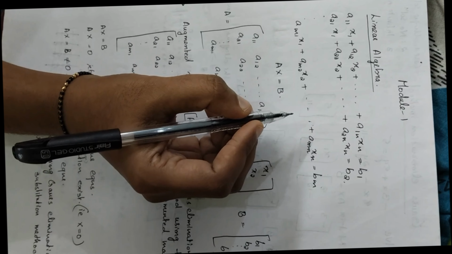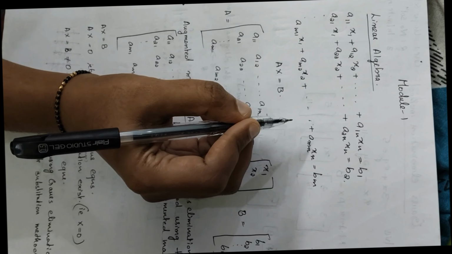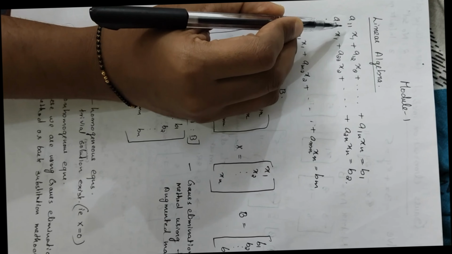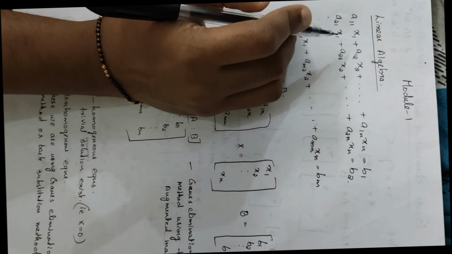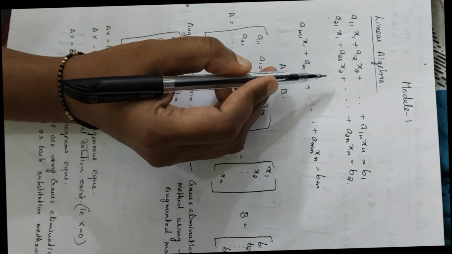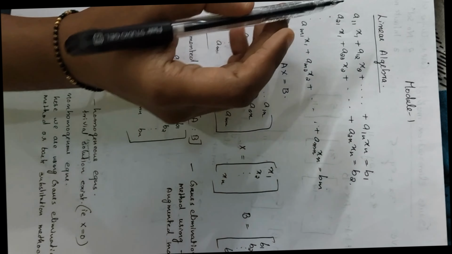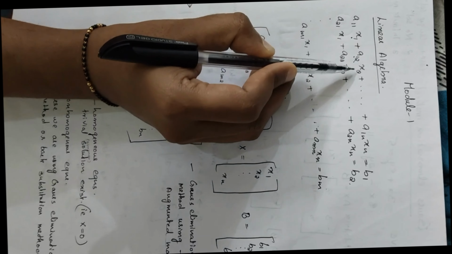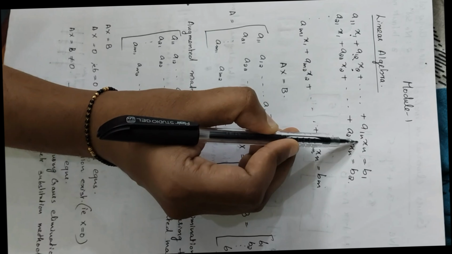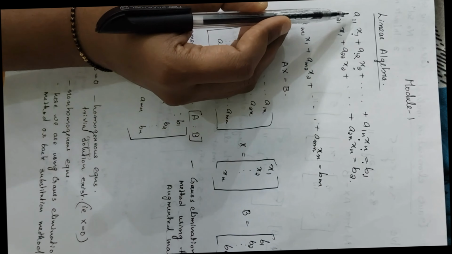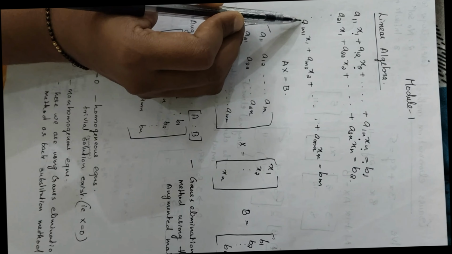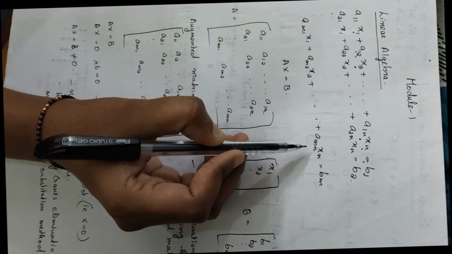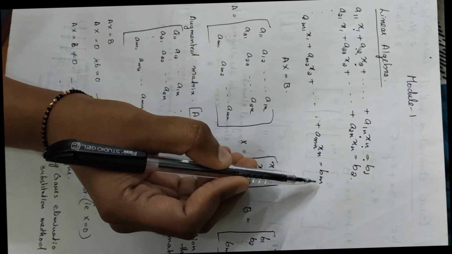We can say that the general form of a linear system, which is represented here, we can write as a coefficient matrix, a variable matrix and a constant term. We can represent an equation like this: a11 x1 plus a12 x2 plus etc. a1n xn equal to b1. Like that we can represent m number of equations: am1 x1 plus am2 x2 plus etc. amn xn equal to bm.